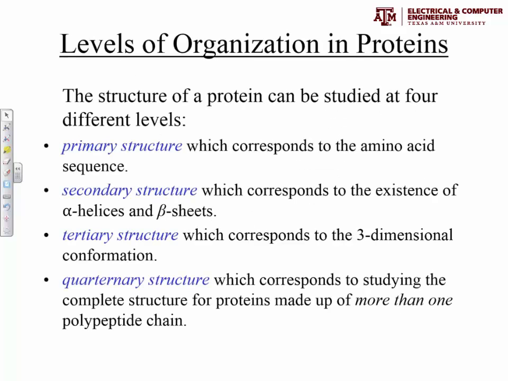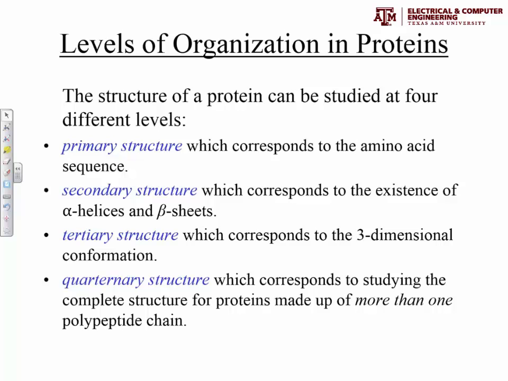Let's talk about the levels of organization in proteins. The three-dimensional structure of a protein can be studied at 4 different levels. The first one is the primary structure of a protein, which corresponds to the amino acid sequence. That really has the information for the entire shape of the protein. It's just that we don't know how to go from the amino acid sequence to the structure for most proteins.